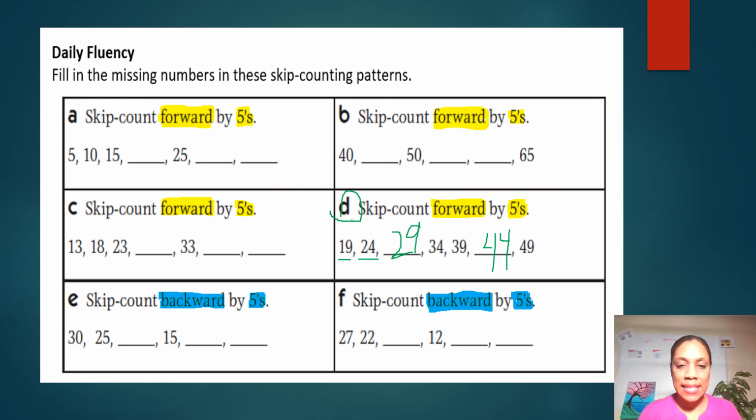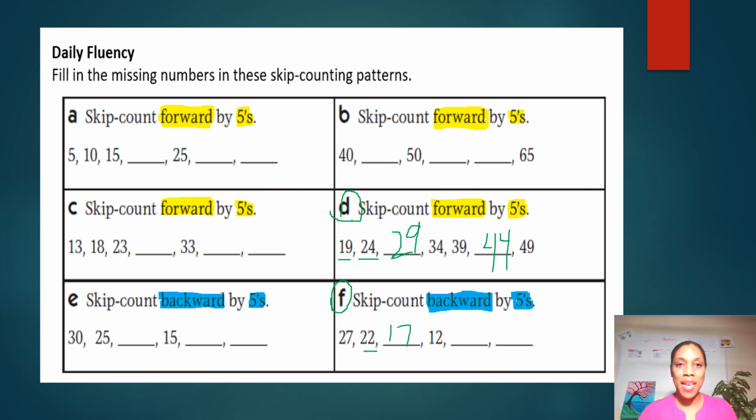Let's look at F because F is letting me know that I'm counting backwards. If I'm at 27 and I count backwards by 5, I land at 22. If I'm at 22 and I'm going to count backwards by 5, let's see where I would land. Remember, I'm counting backwards by 5. Put 22 in my head, count backwards. What comes before 22? 21, 20, 19, 18, 17. 17 is my missing number.